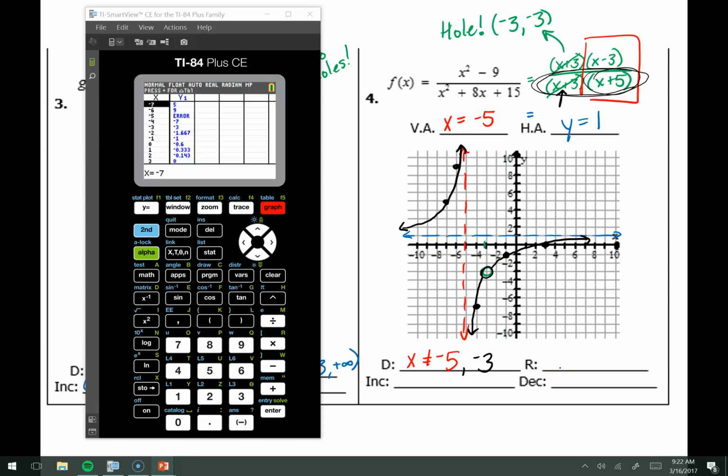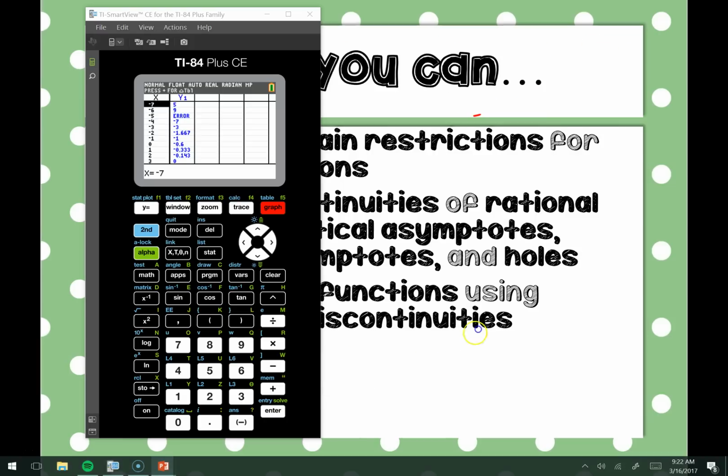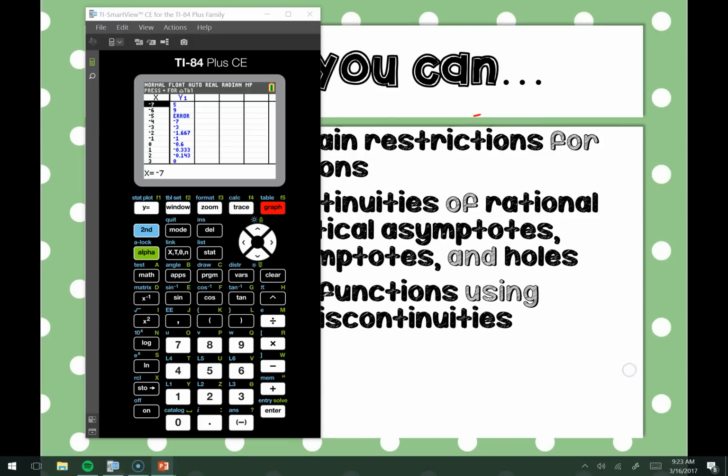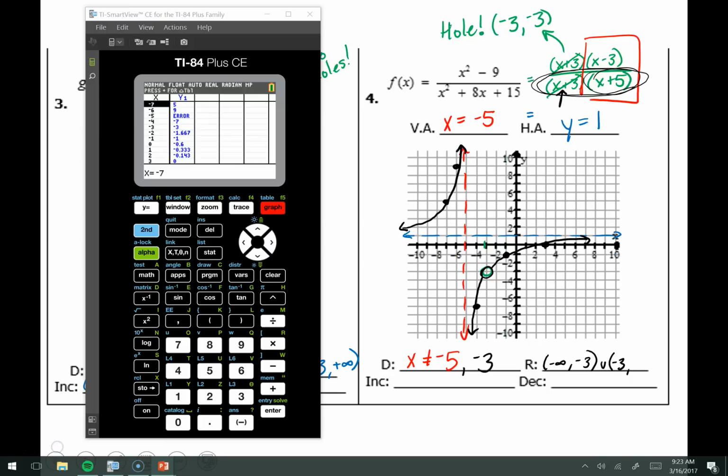Our range is also going to have some funny stuff going on. It starts down at negative infinity, but then there's that hole at y is equal to negative 3. So it jumps over that point, not including it. It picks up on the other side, the top side of the hole, and it goes up to the horizontal asymptote, which is at 1. And then it has to skip over the asymptote, and this branch picks up on the positive side of 1 and goes up to positive infinity.